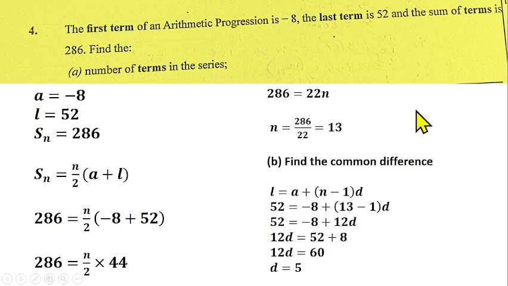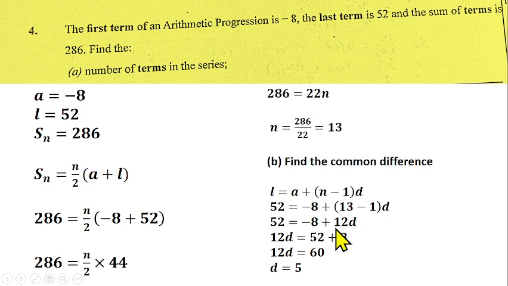Now that we know the number of terms in the AP, and we know our first term, we have to find the common difference, which is d. And how do we do that? We know that the last term, which is the nth term, is equal to a plus n minus 1 multiplied by d. The last term 52 is equal to first term minus 8 plus our n, which is 13 because we have 13 terms there, minus 1 multiplied by d. 13 minus 1 will give us 12, multiplied by d will give us 12d.